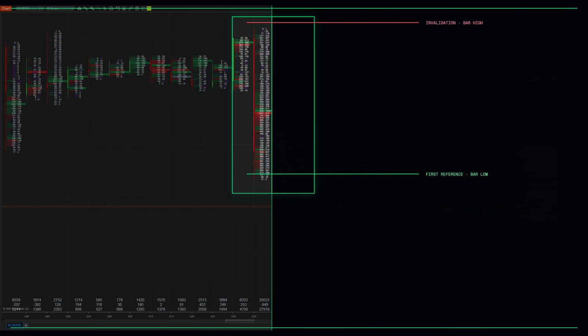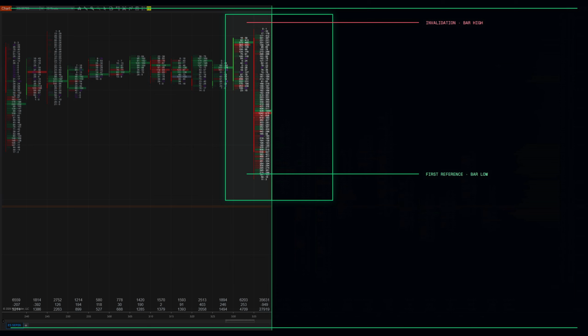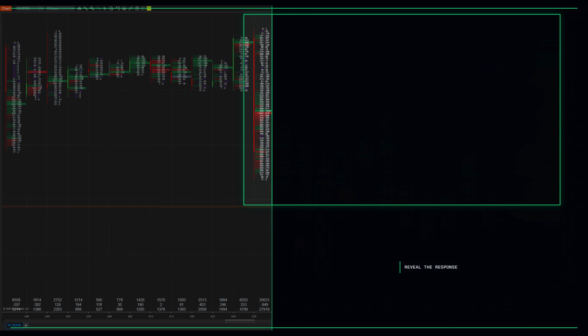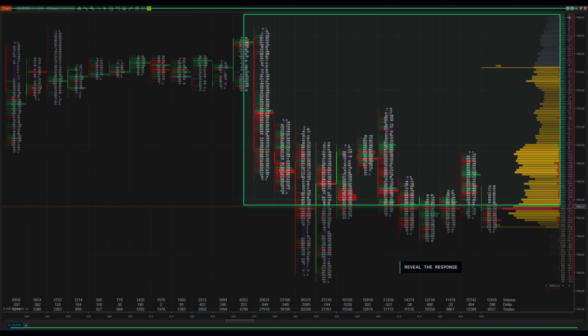That is evidence of control, not an automatic short. We mark the high as invalidation and the low as first reference. Acceptance above the high invalidates the bearish read. Continued trade below the low adds evidence. Future bars stay hidden until both levels are defined. Only then do we reveal them and judge the response.